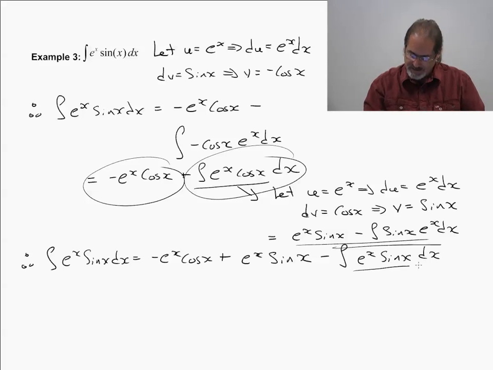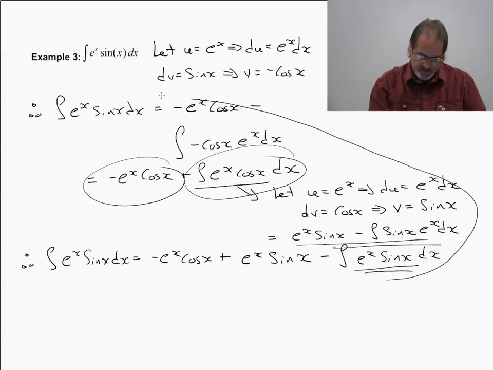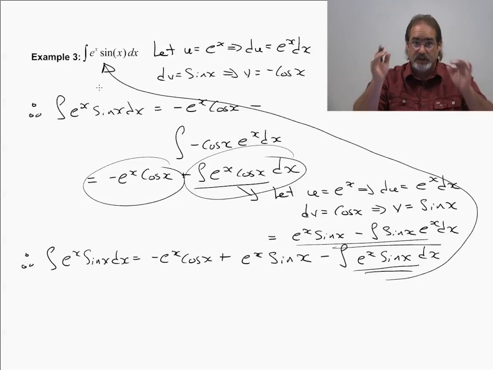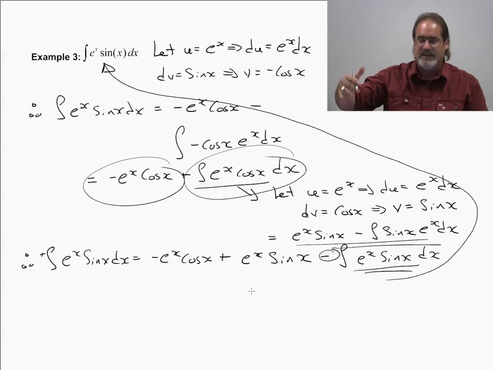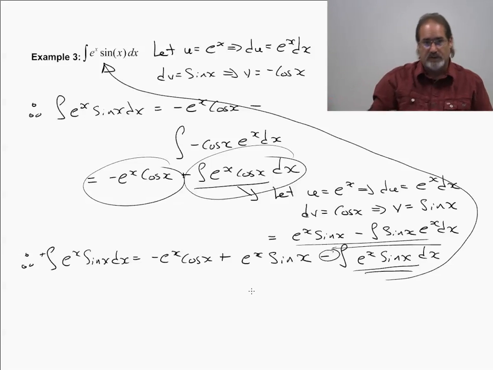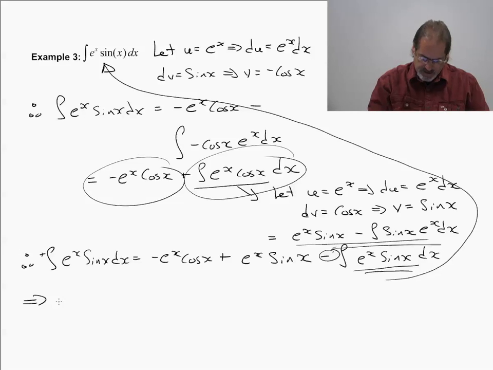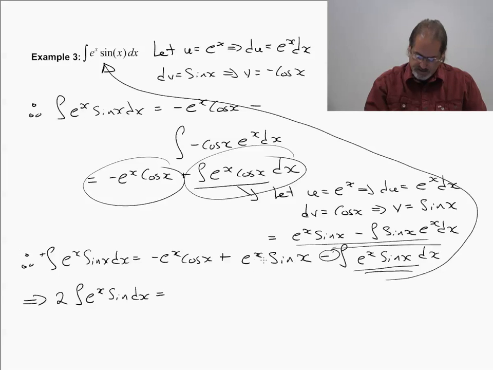However, notice that this is a negative and this is a positive. In other words, they won't cancel each other out, and that's a good thing. So what I'm going to do is move the integral of e to the x sine x dx on the right over to the left. And when I do that, this will give me 2 times the integral of e to the x sine x dx equals, if I factor out the e to the x here, e to the x times sine x minus cosine of x.